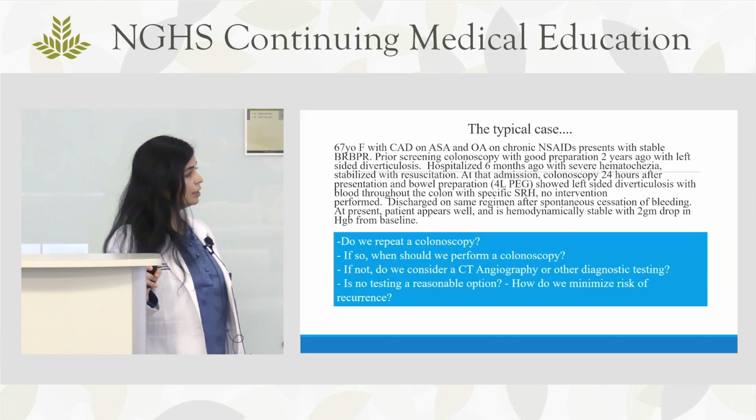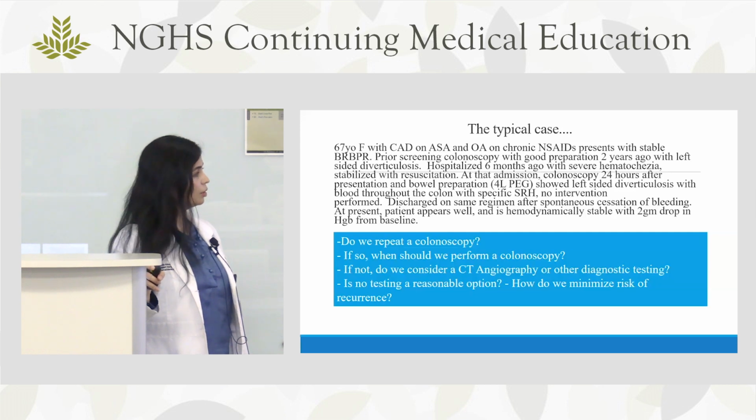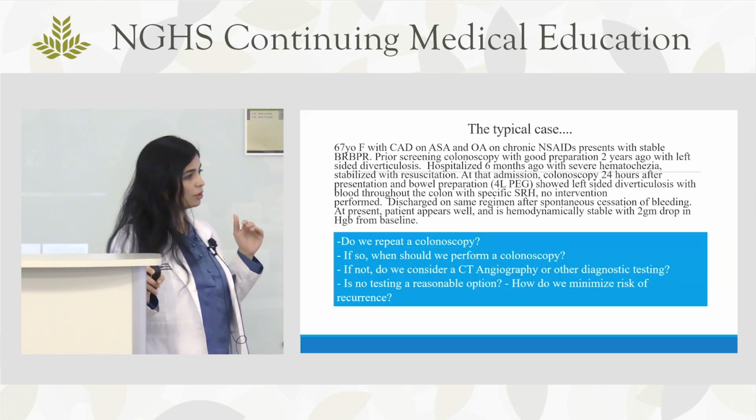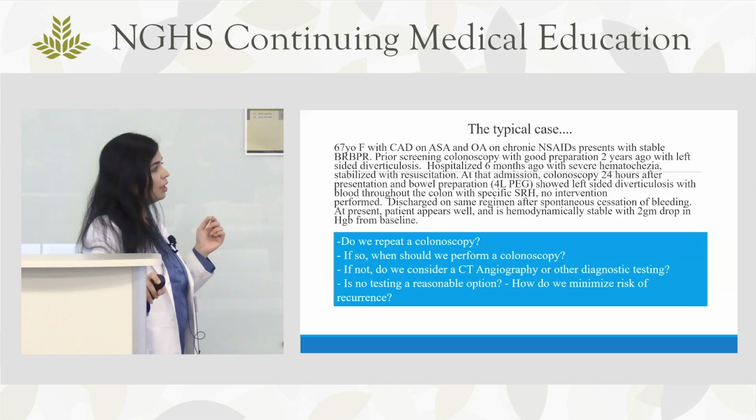And then I already talked about the timeline for the CT angiography. When should we do that? Within 4 hours, hemodynamically significant lower GI bleeding only, not otherwise. No testing a reasonable option? Yes, 100%. And then minimize the risk of recurrence. So the medications that we talked about, hormonal therapy, octreotide, Avastin. So all of these, discontinuing NSAIDs, aspirin only for secondary prevention, and things like that.